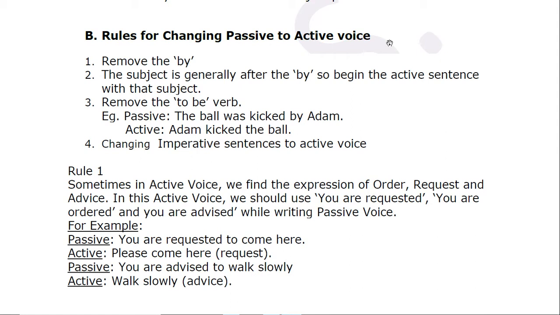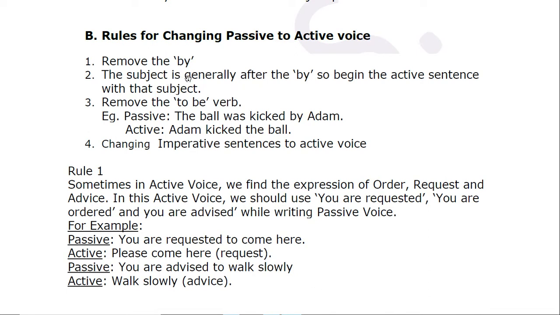And how do you start your active voice? Subject, verb, object, and then the rest of the sentence. So when you read the sentence, look out for the by. Whatever is after the by is your subject. Then see what is your verb and what is your object. And you will be going backward. Okay? Now as I'm reading, you will understand.